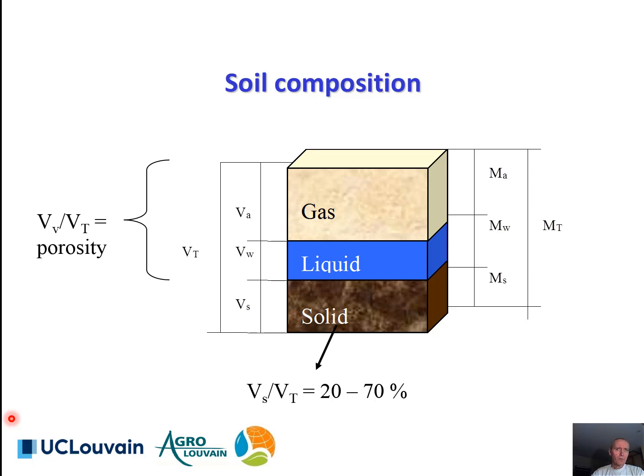Now that we have defined our conceptual model, let's go to the second step of our general modeling framework, which means let's try to translate the conceptual model into a mathematical model. For doing this, we need to define the variables and properties that contribute to the water flow process. Let's define first the composition of soil.